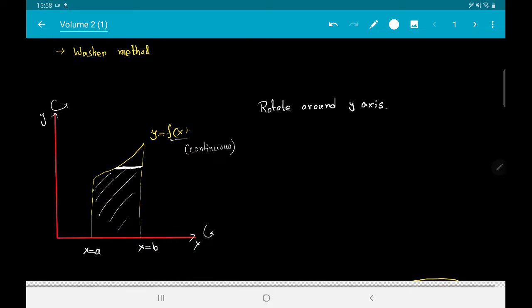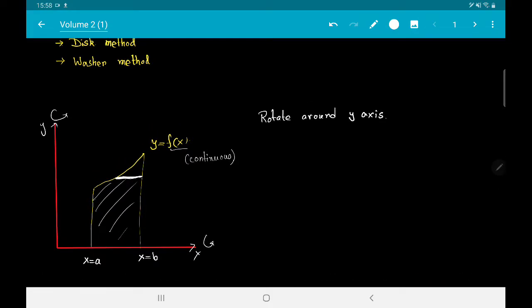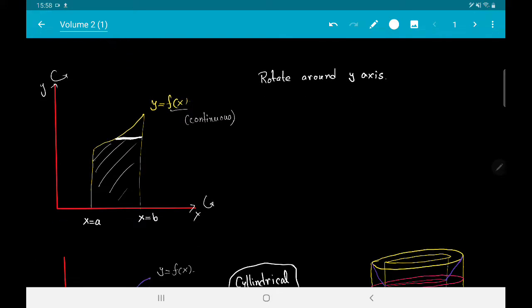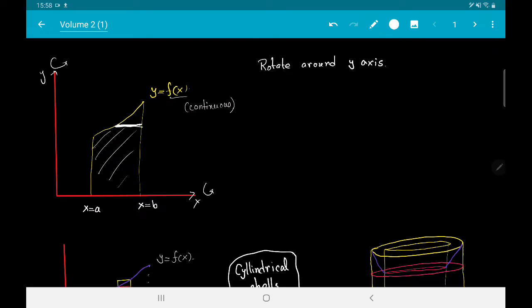We could use our motivation that we have seen in the washer method. So we could use these lines and generate washers around the y-axis. When these lines are rotated around the y-axis, they of course give you washers, and you could use them to find the volume of the solid that we are concerned with. However, there are some computational difficulties, so let us look at it.